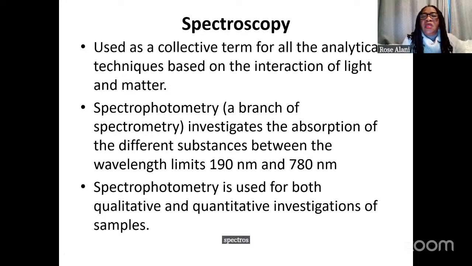Spectroscopy is a collective term that is used for analytical techniques that are based on the interaction of light and matter. So spectroscopy is a branch of spectrometry.